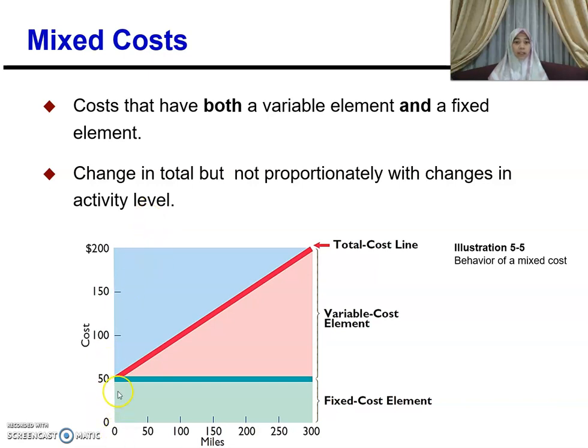So graphically, for example, you have this portion as your fixed cost element. And after that, you will have a portion of your variable cost. So the green one is your fixed element, and the peach in color is your variable cost element. Then you will have your total cost line, which will consist of your fixed portion as well as the variable portion.